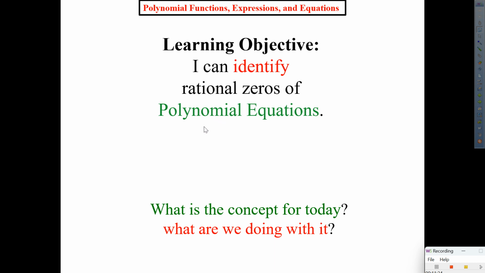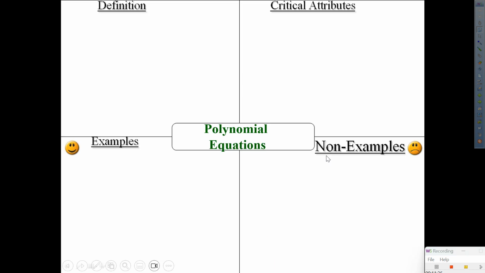So what is our main concept for today? Polynomial equations. Write that in the center of your Frayer model. Polynomial equations, what are they? Definition: two variable equations that have monomials or sum or difference of monomials. Doesn't that sound familiar? Yes, Mr. Q, you gave us a definition of polynomials. Yes, that's true.